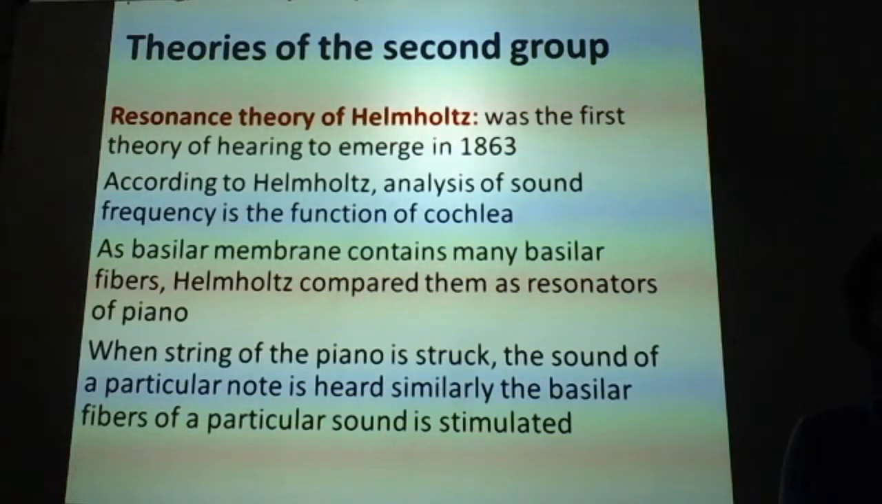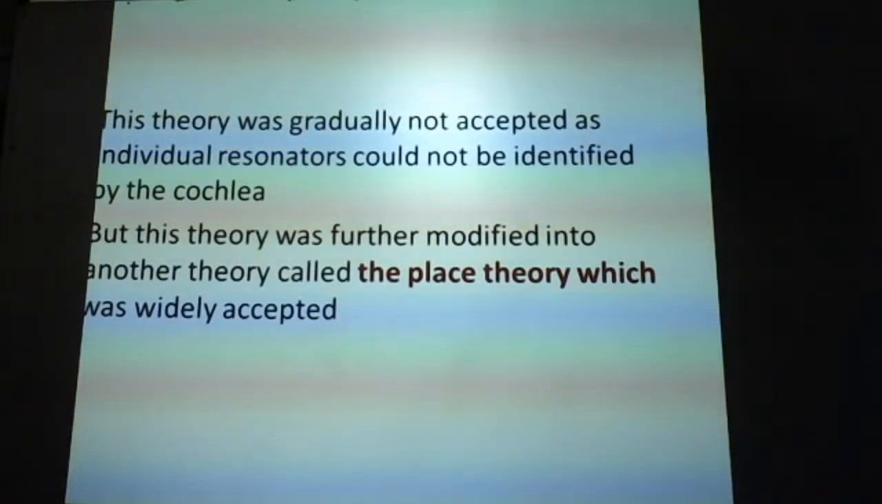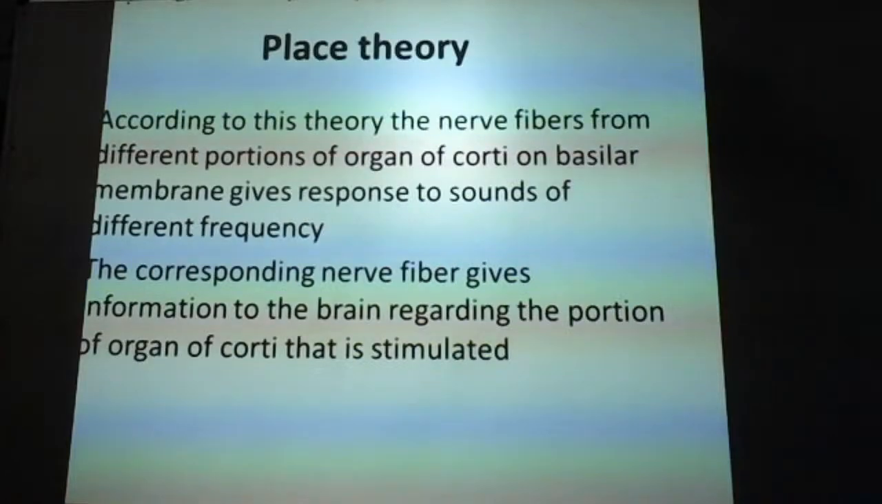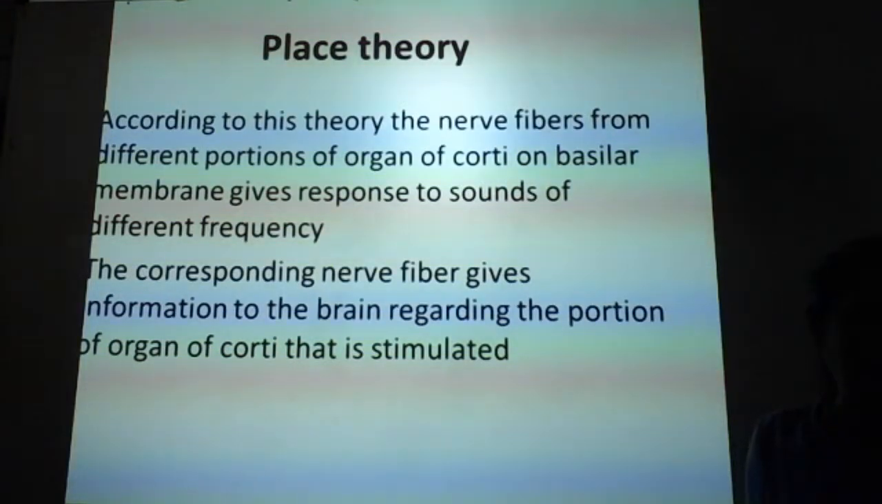As the basilar membrane contains many basilar fibers, Helmholtz compared them to the resonator of a piano. When a string of a piano is struck, a sound for a particular note is heard. So similarly, he said that when the basilar fibers of a particular sound are stimulated, that particular sound is heard. Though this theory was not gradually accepted, it was further modified into another theory called the place theory. The place theory said that the nerve fibers from different portions of the organ of Corti on the basilar membrane respond to sounds of different frequency.